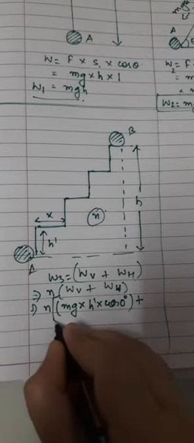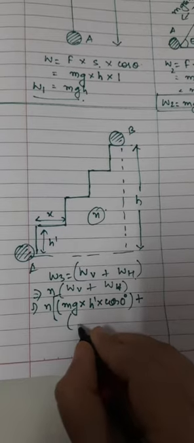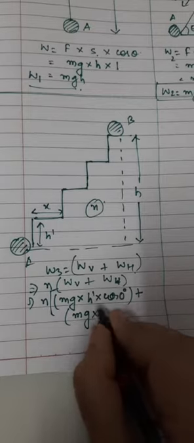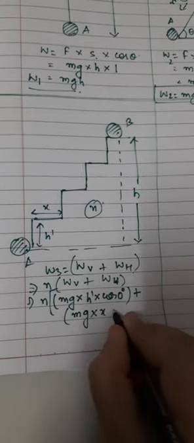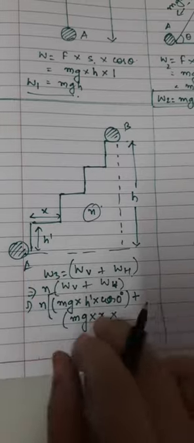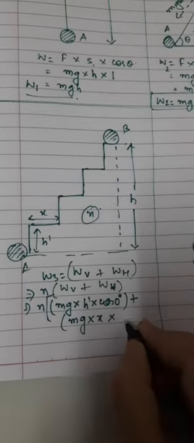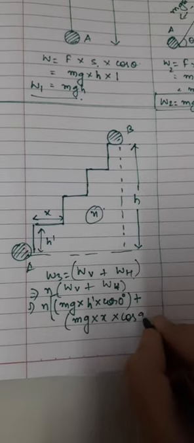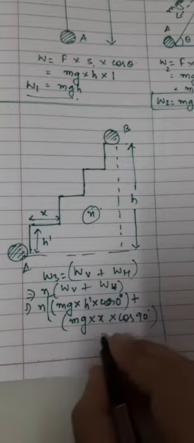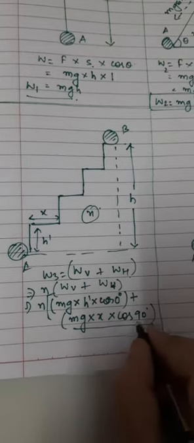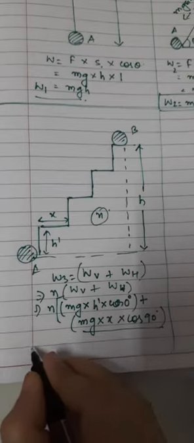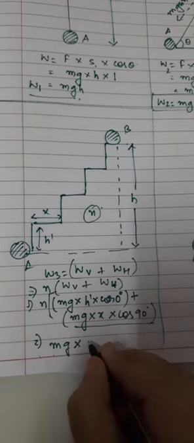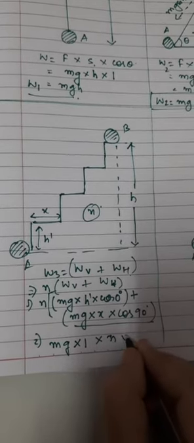Now if I talk about the work done in the horizontal way, it can be written as mg is the force, and the displacement in the horizontal direction is x. And what is the angle between the displacement and the force? Since the displacement is perpendicular to the gravitational force, the angle between them is 90, so cos 90. This whole term will become 0 because cos 90 is 0. Ultimately, mg into cos 0 is 1, so what is left is n into h dash.